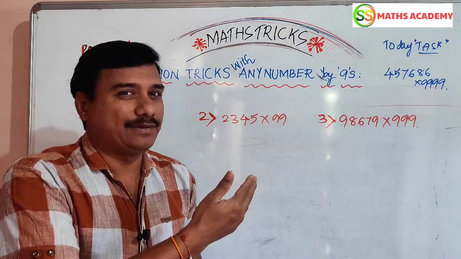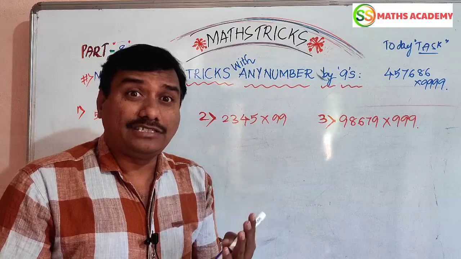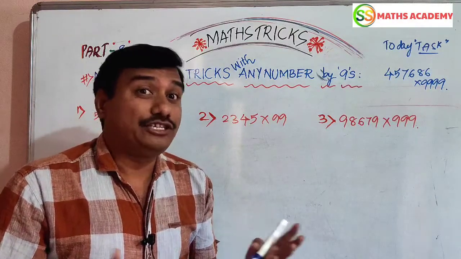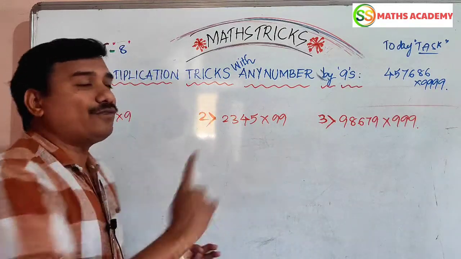Now we have done many examples, but some students have asked me, sir, for different types of numbers, different numbers of nines, how should we multiply? In that case, what is the technique we should apply? These kinds of questions are there.